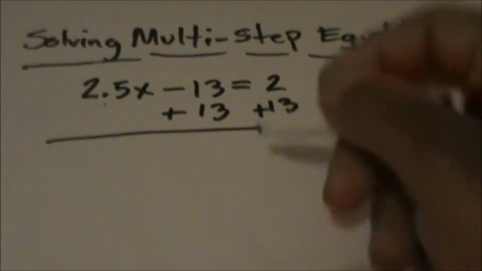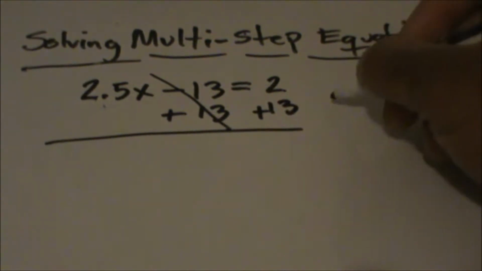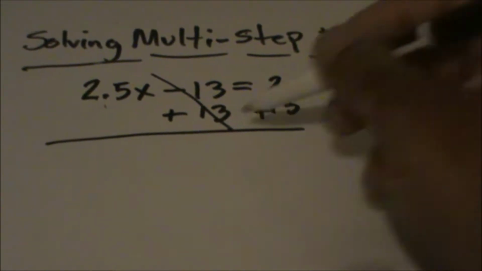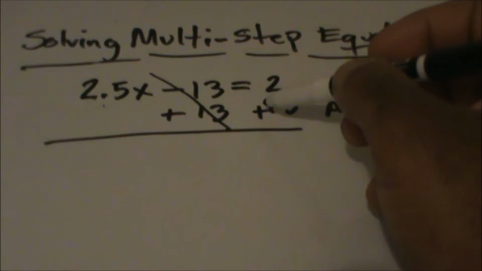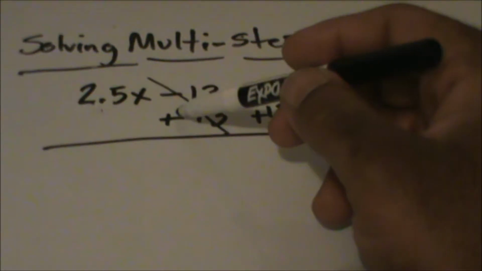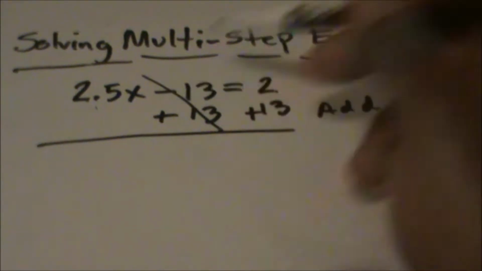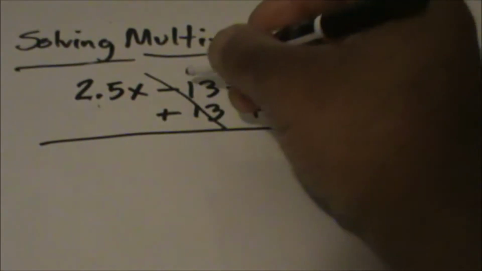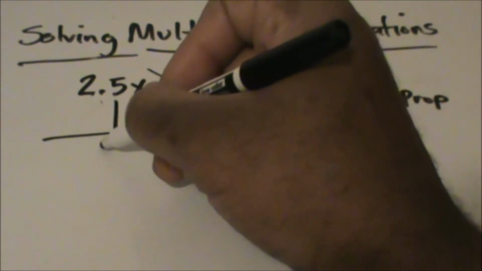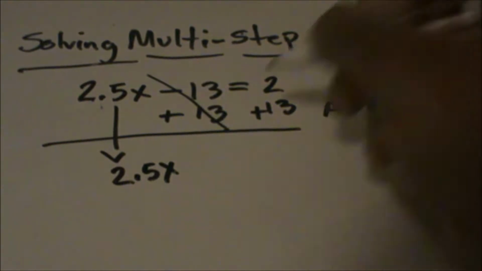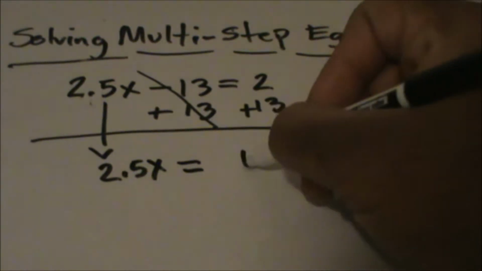Alright, like so. This cancels because, like the addition property, we're adding a positive 13 on both sides to balance the equation. The positive 13 cancels out with the negative 13 already present in the equation. Thus, this becomes 0, but you don't have to write 0. Just cancel it out. And then you bring down 2.5x equals 15.